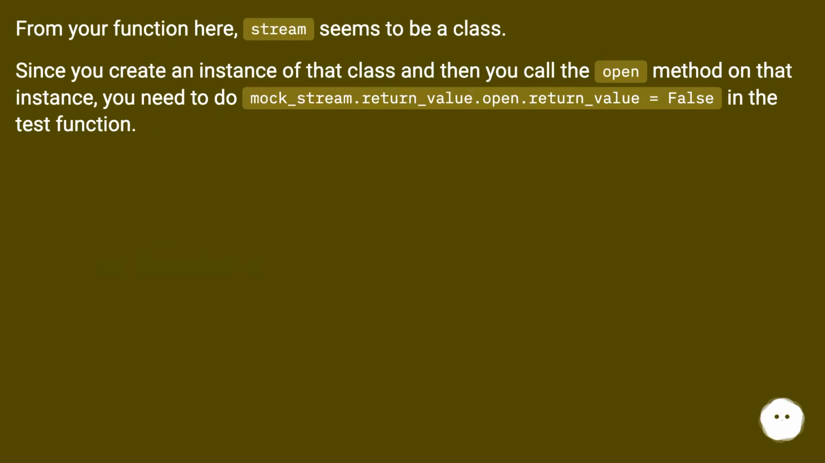From your function here, stream seems to be a class. Since you create an instance of that class and then you call the open method on that instance, you need to do mock_stream.return_value.open.return_value equals false in the test function.